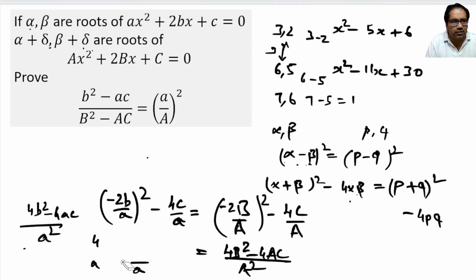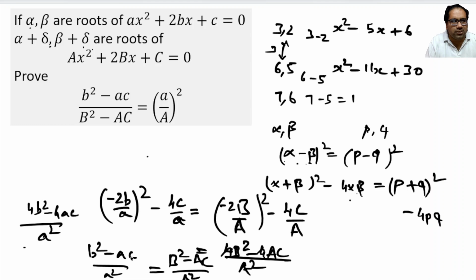So, what are we left with? We can cancel 4 on both sides. We'll be left with small b square minus ac by small a square is equal to capital B square minus AC by capital A square. What does that mean? Small b square minus ac by capital B square minus capital AC is equal to small a by capital A whole square. That is what we are trying to prove.